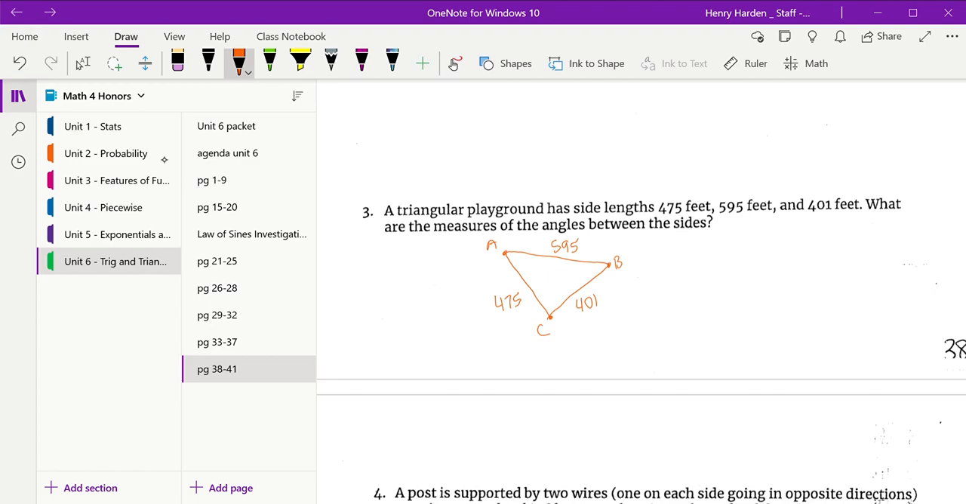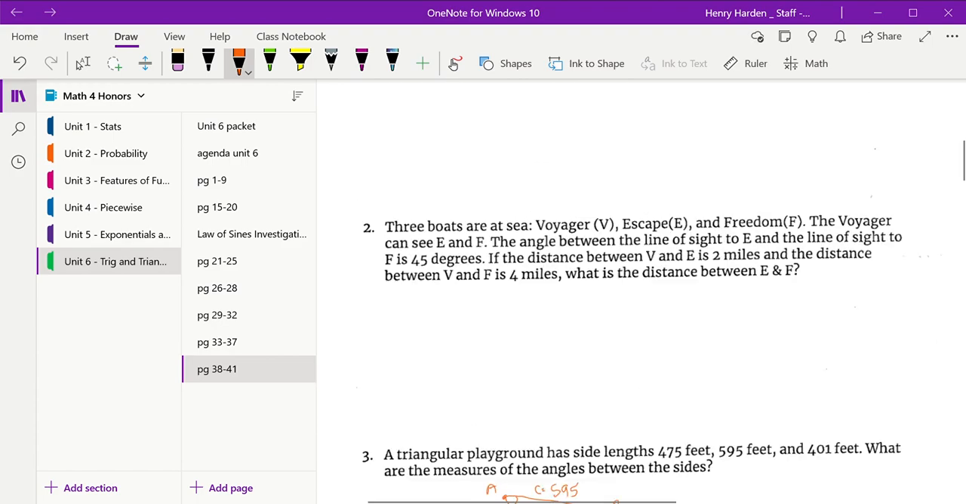So we're going to look for these angles here. I'm going to start with angle A, which means this will be side A, this is side B, and this is side C. We're going to set up the law of cosines for this. Since we're looking for angle A, we're going to use side A to begin with.